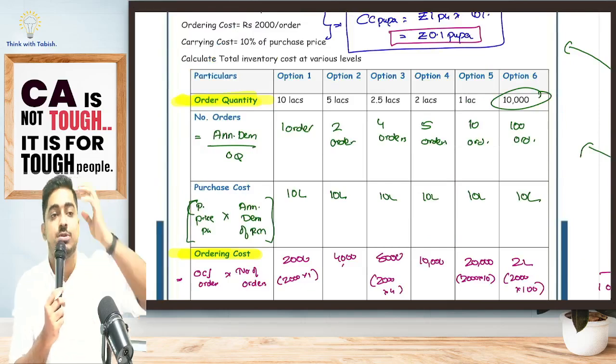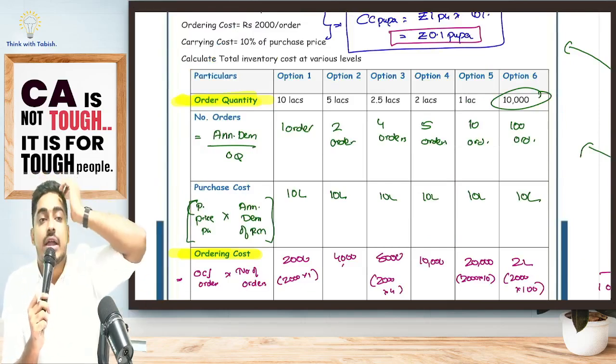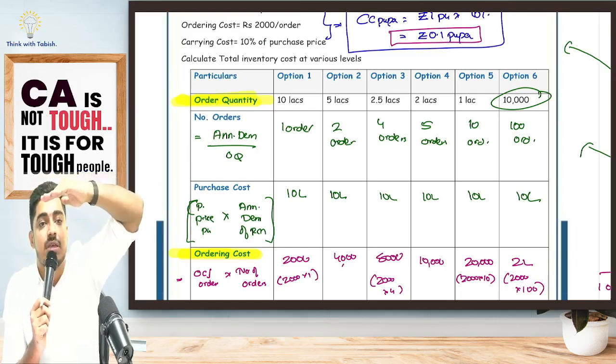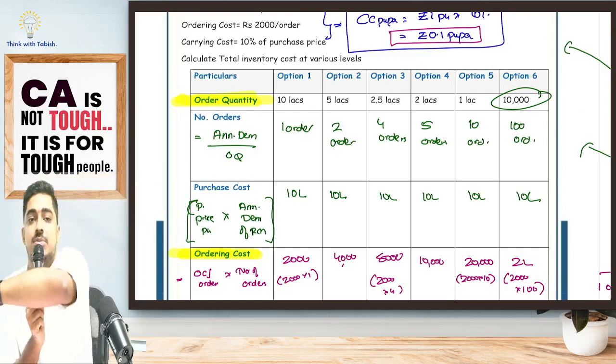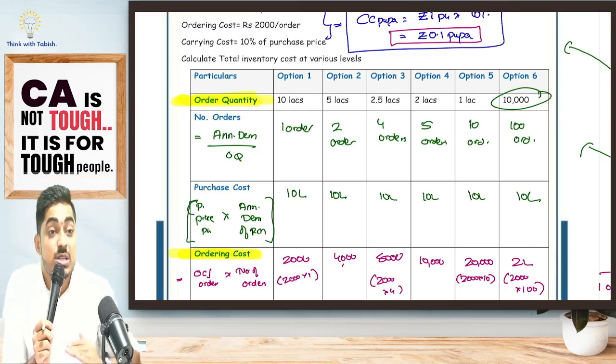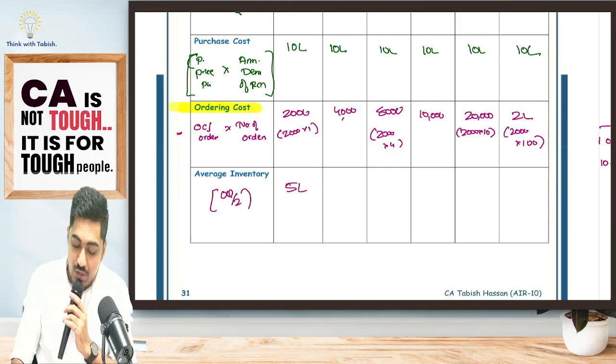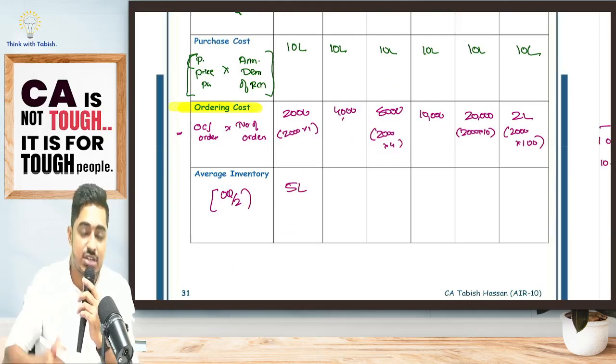First option. Today I go to the dealer, I purchase 10 lakh. Yes or no? 10 lakh I have purchased, I am having 10 lakh with me. I use it. By end of the year, it has become 0. That means on an average, how much I am having? 5 lakh, yes or no, everyone? 10 lakh today I am having, it becomes still 0. On an average, half of it.